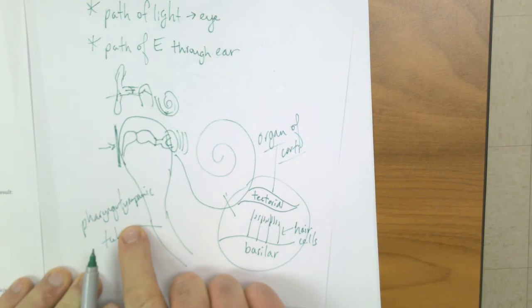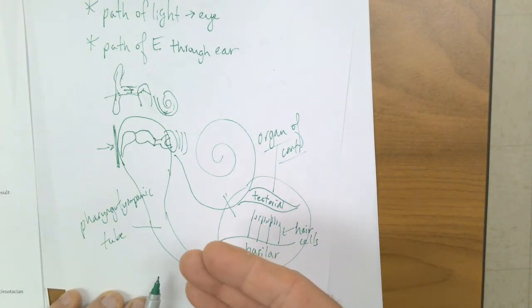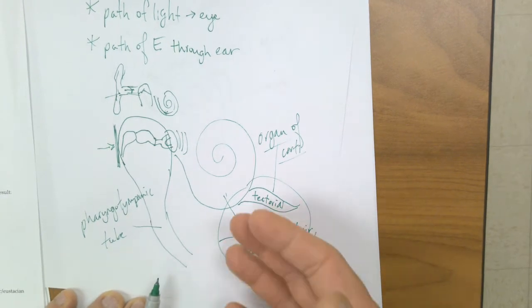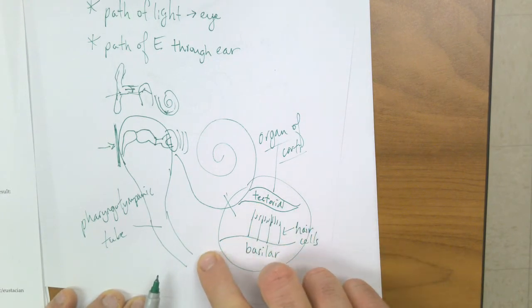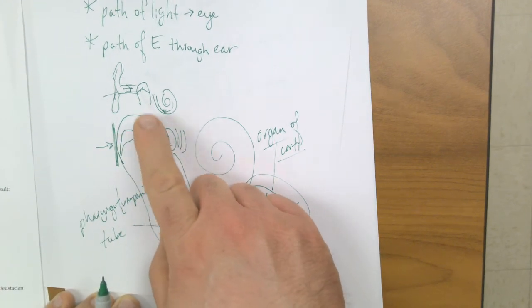That pharyngotympanic tube leads to your pharynx, or the back of your throat. So if you get a nasal infection, a throat infection, a cold, anything like that, the infection can travel up that pharyngotympanic tube and cause otitis media, or a middle ear infection.